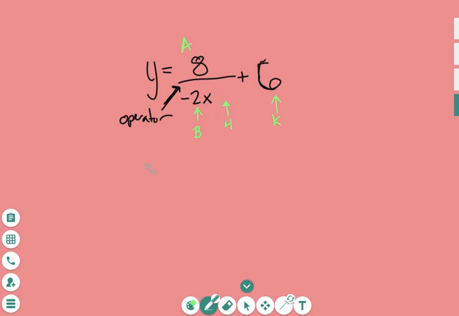Okay, so going through our process. First thing I would do is I would multiply by my -2. So I need to talk about that first. Now before we said a negative on the a value was a flip over the x-axis. If you see it in the b value, it's a flip over the y-axis.